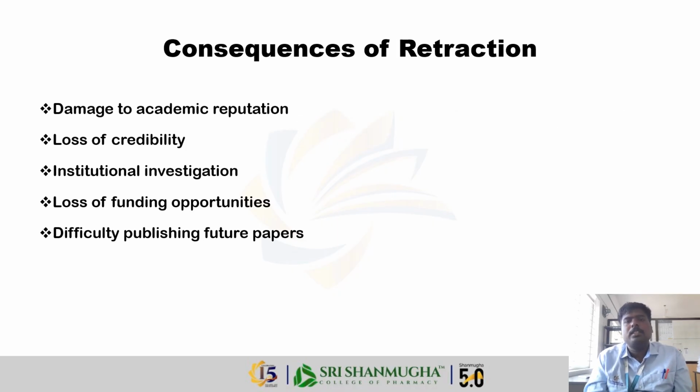And then we can see the consequences of retraction of the research paper. What are the consequences? Damage to academic reputation. If an author has published more than 100 papers and one paper is retracted, it will damage the academic reputation of that particular author. So retraction is very dangerous in academic research. And loss of credibility, the trust will be lost. And institutional investigation, loss of funding opportunities, and difficulty in publishing future papers also.